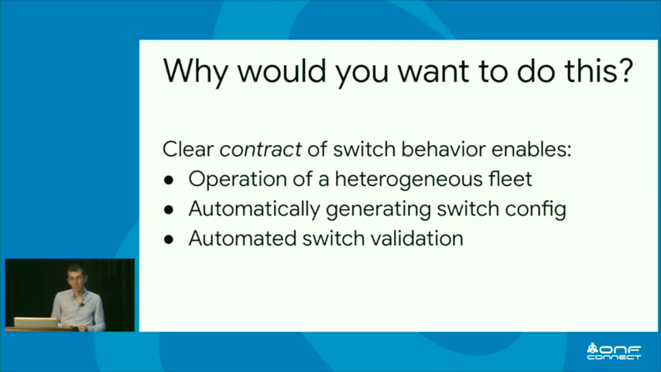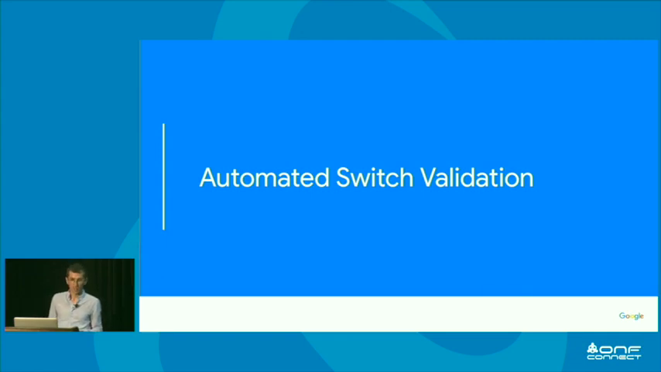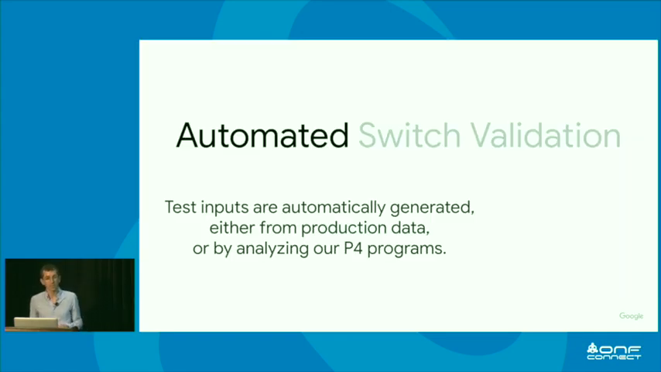And then maybe most importantly, this really allows us to do automated switch validation, where if we get a switch that is supposed to implement our P4 program, namely the desired forwarding behavior, we can use the P4 program and validate it against that switch. And that's largely what my talk is going to be about. So let's break that down a little bit. We want this approach to be automated. And what we mean by that is we want the test inputs to be automatically generated either from production data or by analyzing the P4 program, rather than having to write these test inputs manually.